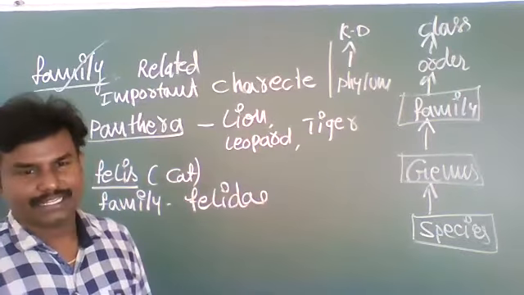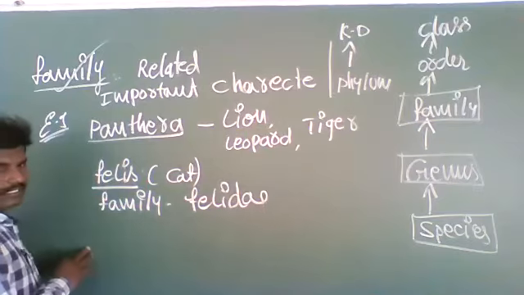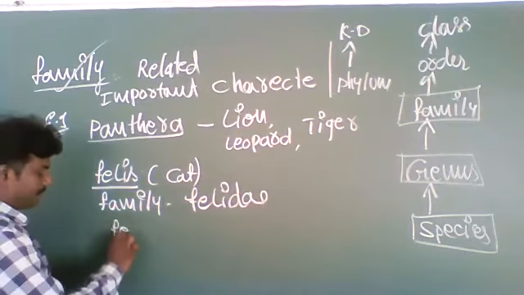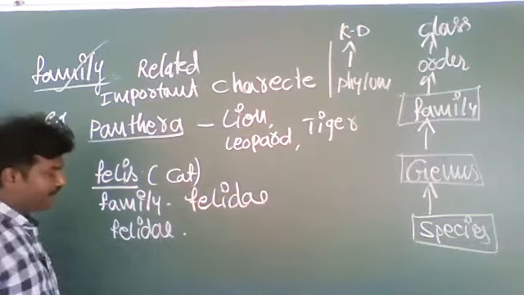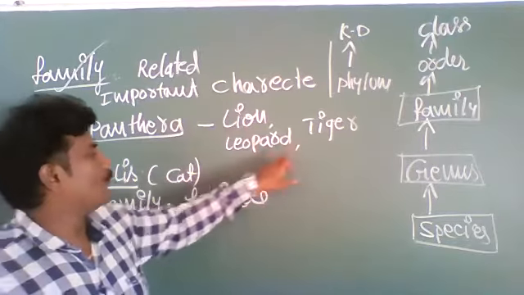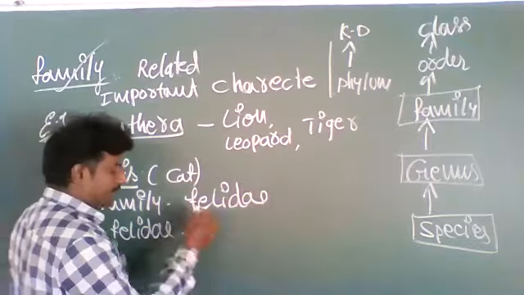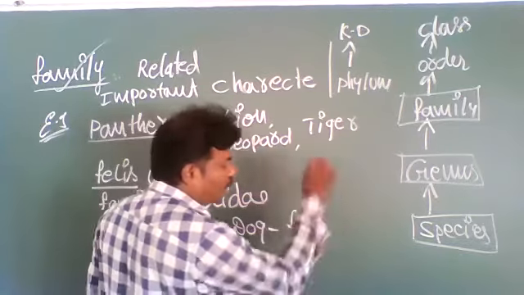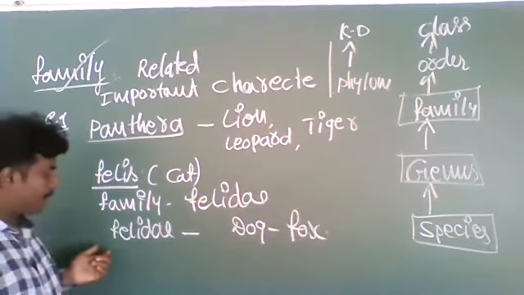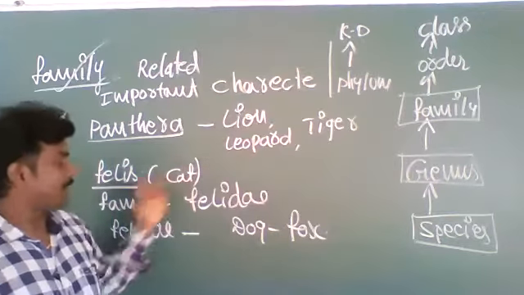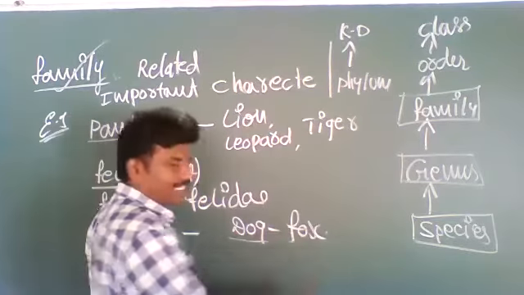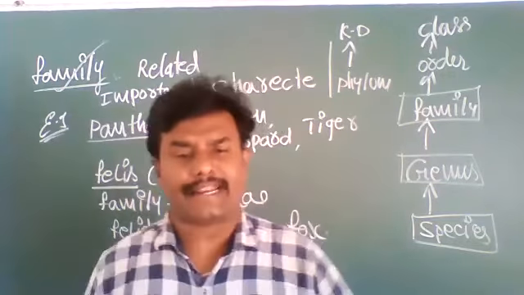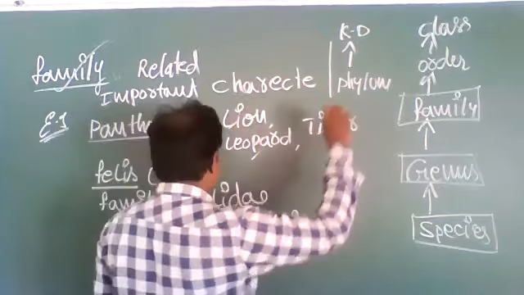Okay, next, see here, the family Felidae. Felidae means what? Yes, lion, leopard, tiger, cat. Next, dog and fox. The family Felidae, lion, tiger, leopard, and cat, and dog, fox have distinctly different characters. So lion, leopard, tiger, cat, these four organisms are distinctly different from the dog and fox.